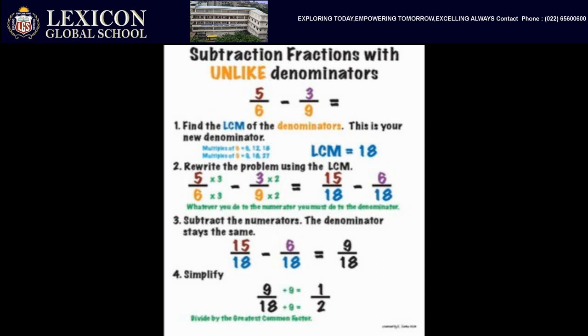Subtract the numerators, the denominator stays the same. 15 upon 18 minus 6 upon 18 is equal to 9 upon 18. Step 4 is to simplify into the lowest term. So I am going to divide it by 9. I'll get the answer 1 upon 2, which is my final answer.